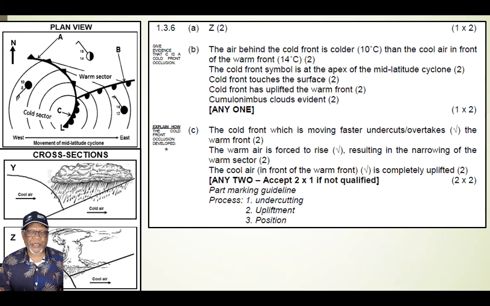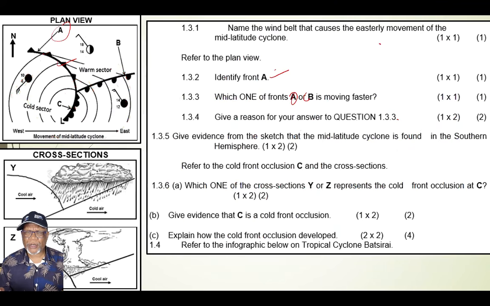Now 1.3.6, what is the question saying there? Which one of the cross sections, Y or Z, represents the cold front occlusion at sea? Which of the two diagrams shows cold front occlusion? The correct one will be this one at Z. Why this one at Z? Because the cold front is the one that is touching the surface. This one is the warm front occlusion because the warm front is touching the surface.